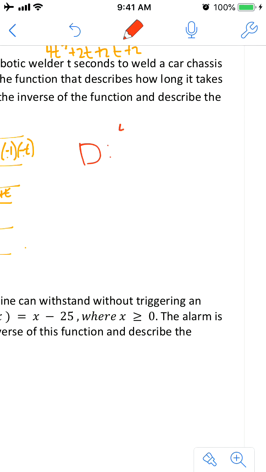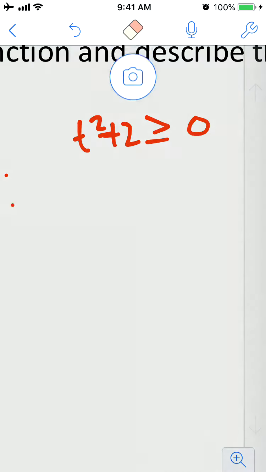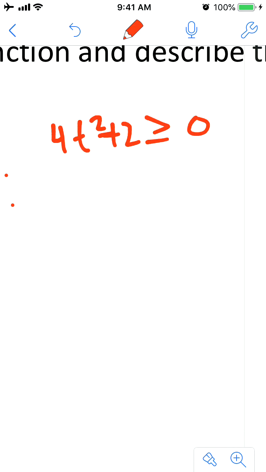So we have 4t squared plus 2 has to be greater than or equal to 0. Luckily, we don't have another t there. Luckily, our 4t and our negative 4t canceled each other out. So we now have just a nice, easy thing to solve. So we'll subtract 2. Greater than or equal to negative 2.